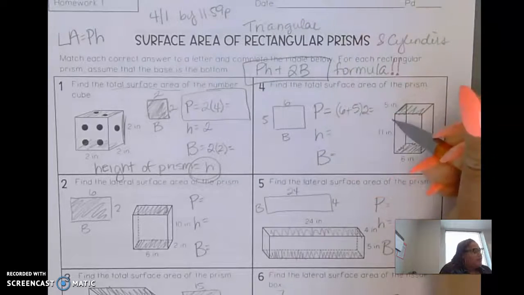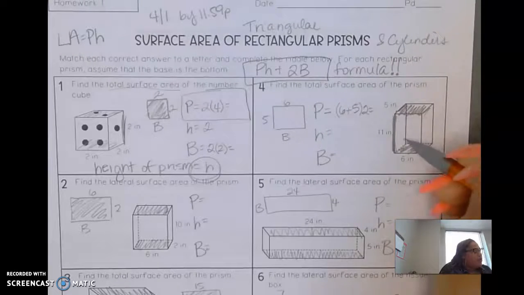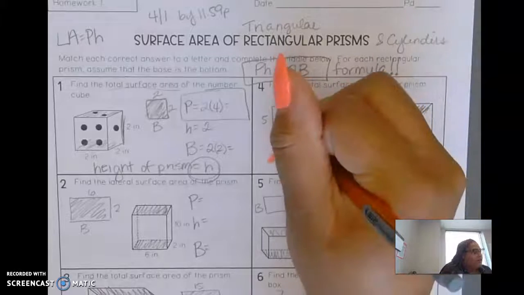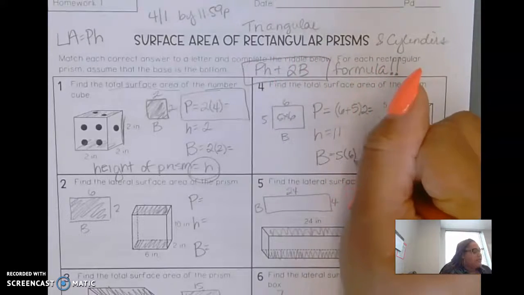The height of the prism is what connects the bases. So the side that connects the 2 shaded sides will be 11. And then the base area, this is a 5 by 6. So this is 5 by 6.